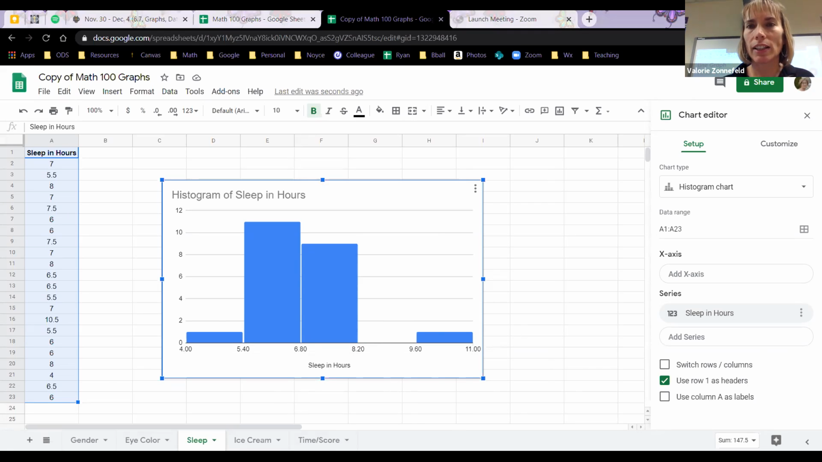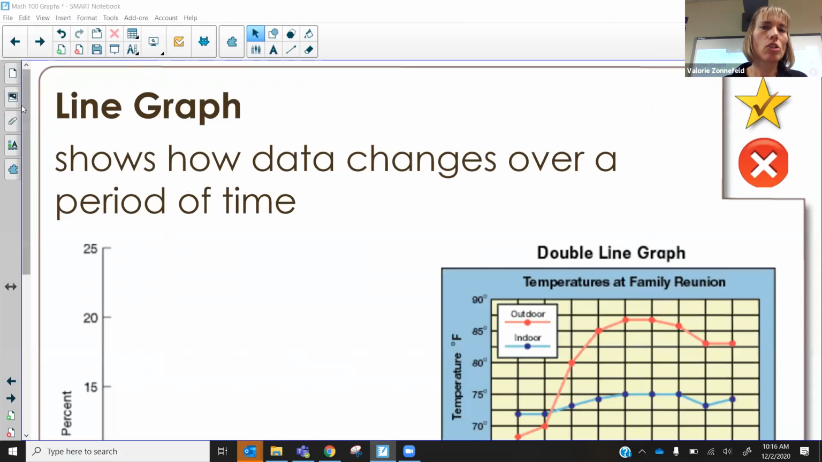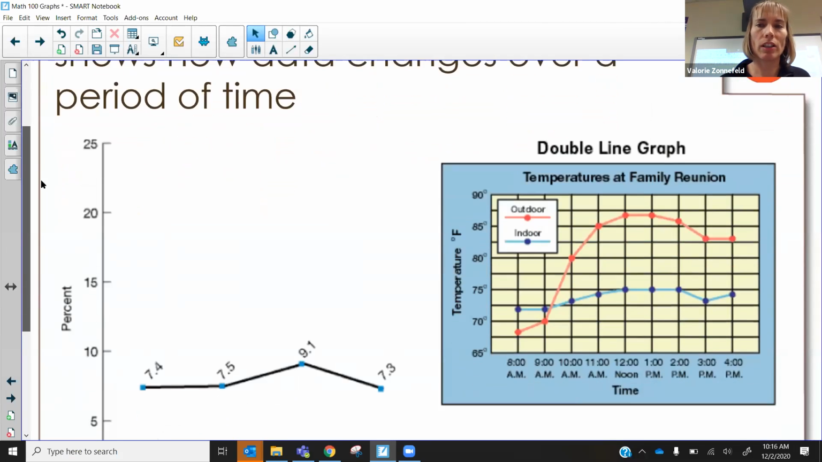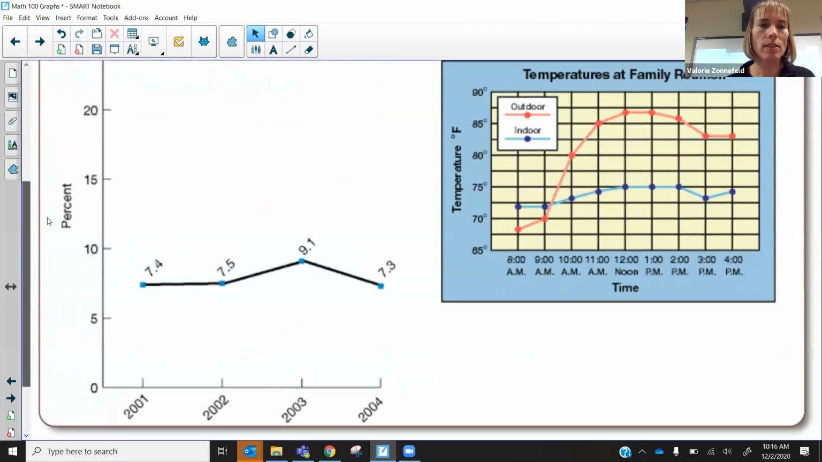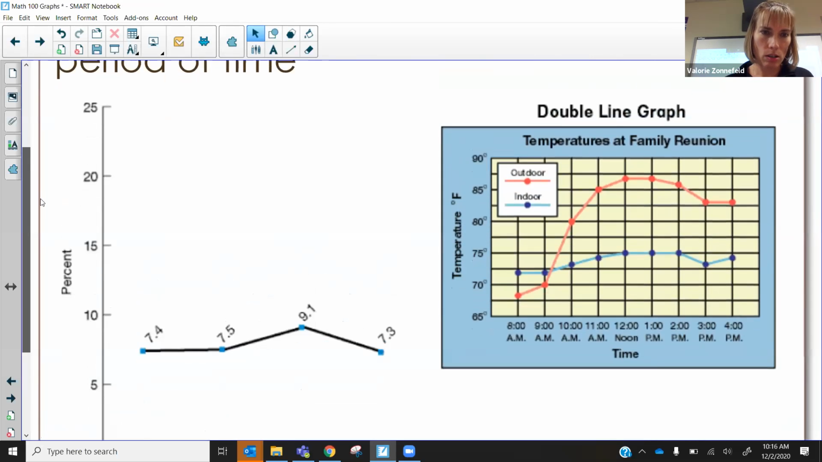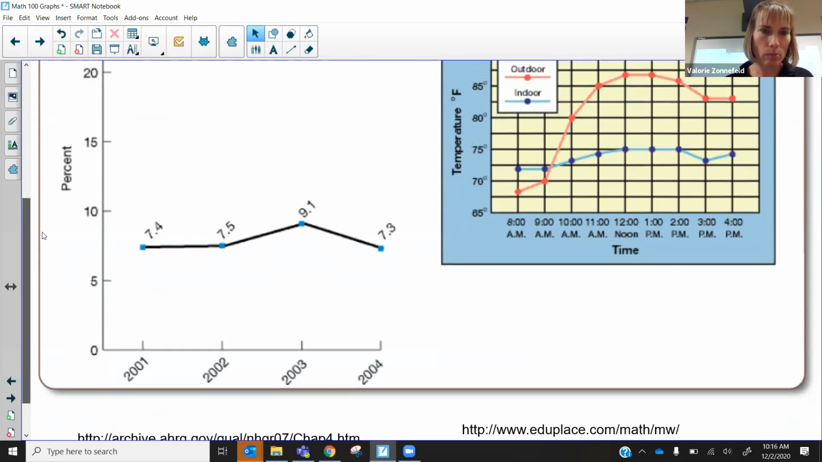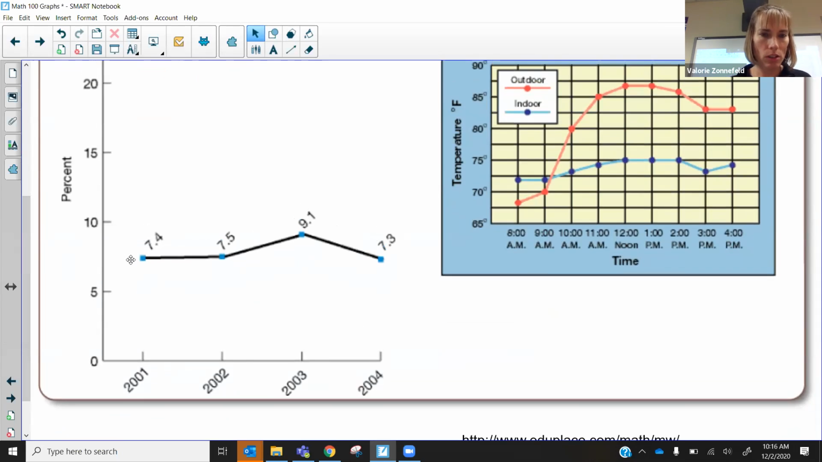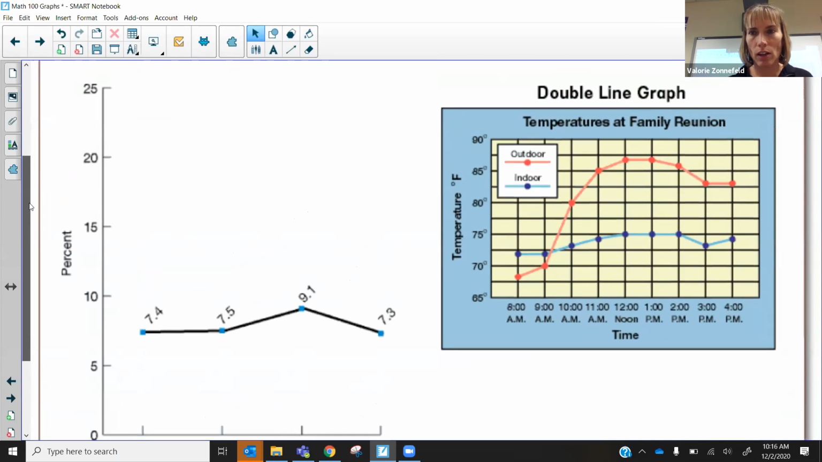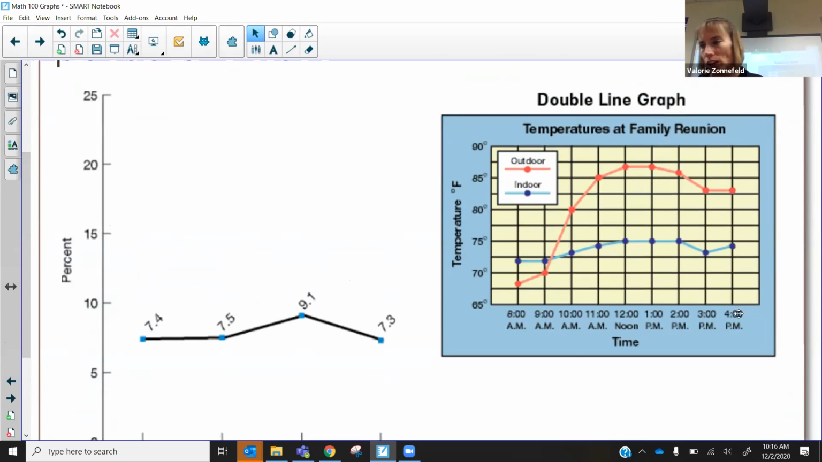Okay, let's move on to line graphs then. In a line graph, it shows how data changes over a period of time. It's helpful to see trends. So for example, we see this trend, I don't know what the data is about, but it's showing the change over time from 2001 to 2004. Or if we look at the line graph on the right, we're looking at temperatures at a family reunion. And I kind of like this because it's a double line graph.